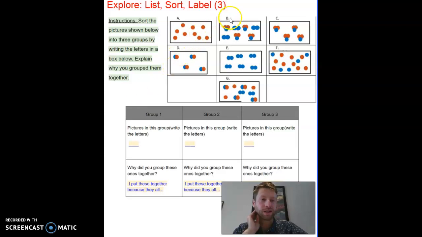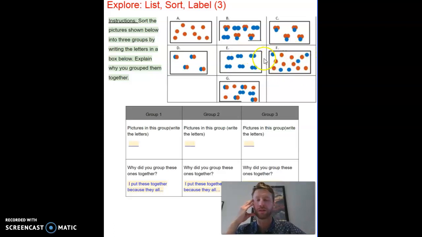The first that we can see that's a mixture is B. B has one compound here with one blue circle and two red circles, but then there's a second element, these two blue circles attached to each other, and they're all mixed in here together. So those are two things mixed together, therefore it's a mixture.